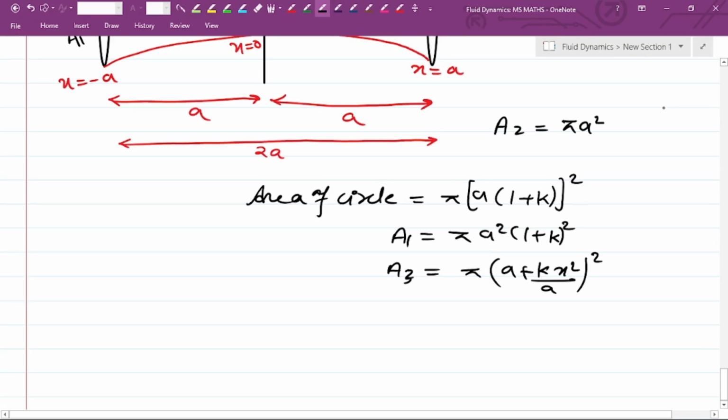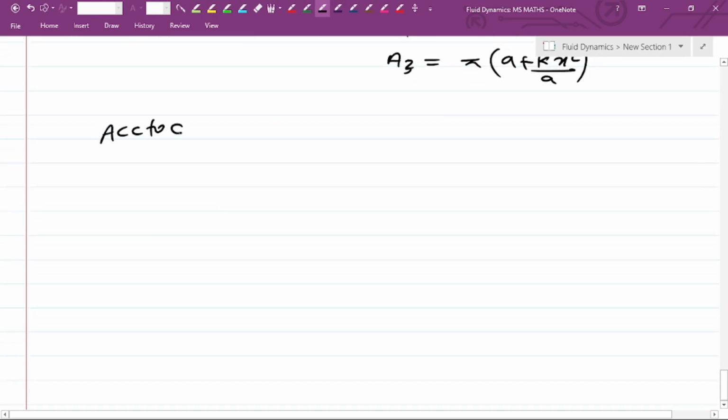Now, according to the question, the area times the velocity is pi a square into 1 plus k whole square into v star. Whatever fluid enters the pipe obviously exits from that particular pipe, so the area into velocity is equal on the three parts.